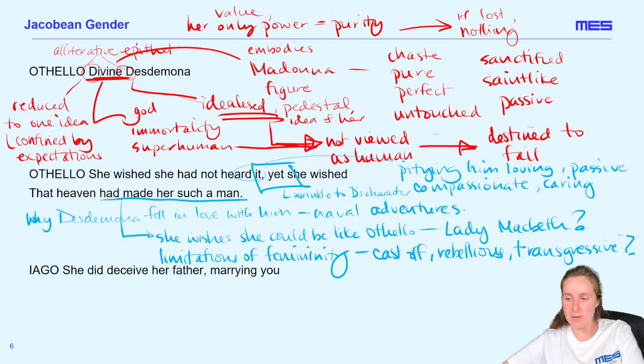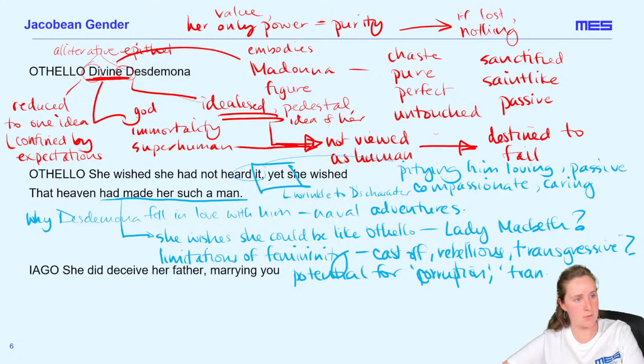So perhaps here we're even revealing her potential for corruption. And I say corruption, or transgression here. Because she wants not to be this quiet, passive love interest at home. She wants to go on the adventure herself as well. And she wants to be alongside Othello on these adventures. That's why she goes to Cyprus. She begs to go to Cyprus.